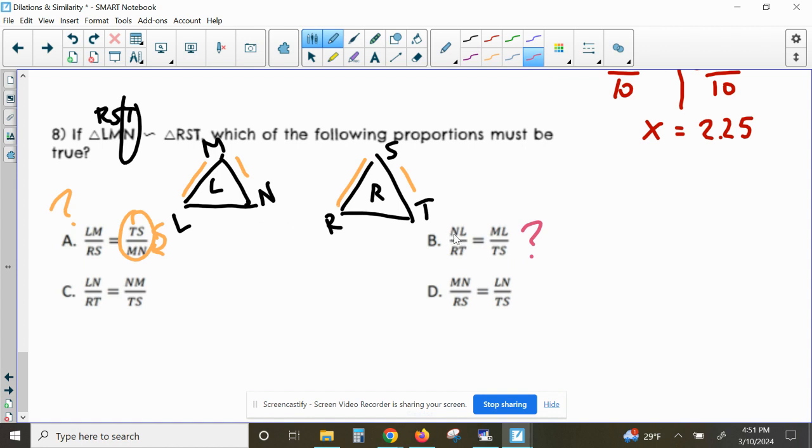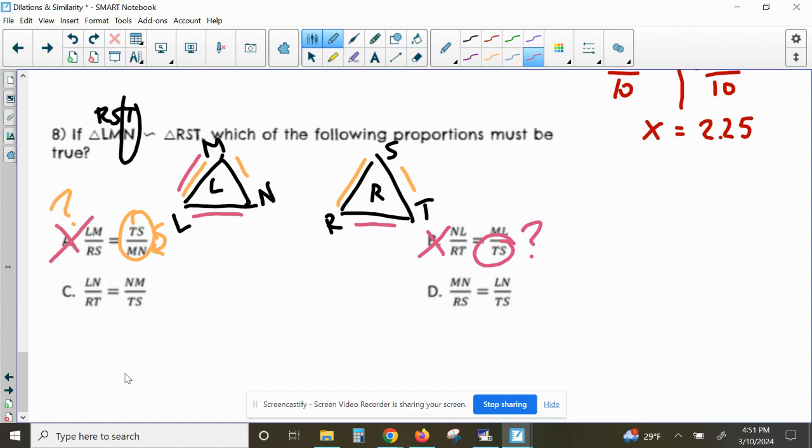NL, RT. So that looks good so far. I went from the left one to the right one. And then I did ML. That's this piece. So what do you think they're going to have to check on this one in order for it to match? They better be saying RS. But what do they say? TS. So this is nope. So far we have 2 wrong.